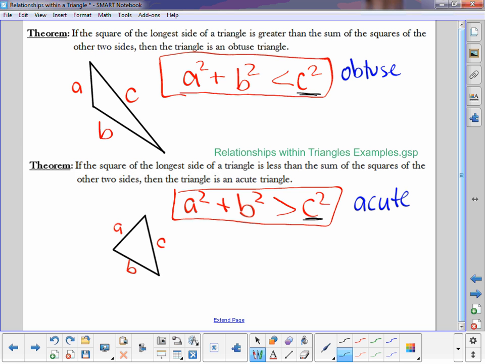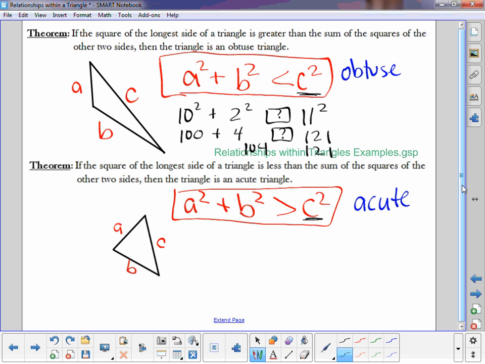So let's say we had 10 squared, and let's go with 2 squared, and I chose the wrong one. 11. Okay. What is 10 squared? 2 squared? And 11 squared? 104. 121. So what we're wondering is what fills in this box. Are they equal? No. Which one's bigger? So I'm going to fill in that sign. Notice the C squared was bigger, so I know it's an obtuse one.